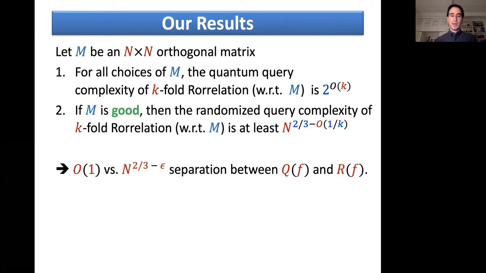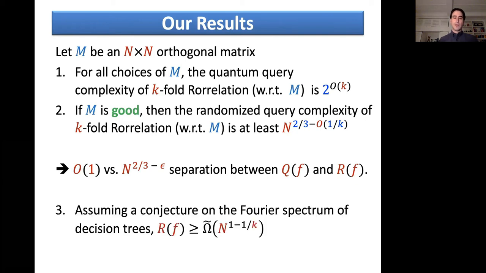If we pick k to be a big enough constant depending on epsilon, then we'll get an order 1 versus n to the 2/3 minus epsilon separation between quantum query complexity on one hand and randomized query complexity on the other. So this surpasses the square root n barrier that was noted by Aaronson-Ambainis. Furthermore, we pose a conjecture on the Fourier spectrum of standard decision trees, deterministic and randomized decision trees, and assuming this conjecture, the lower bound can be improved to n to the 1 minus 1 over k.